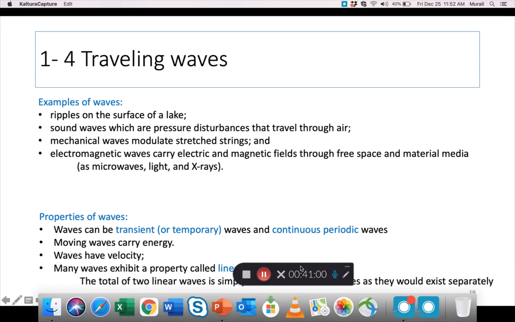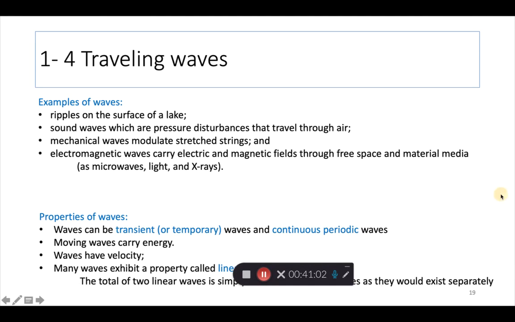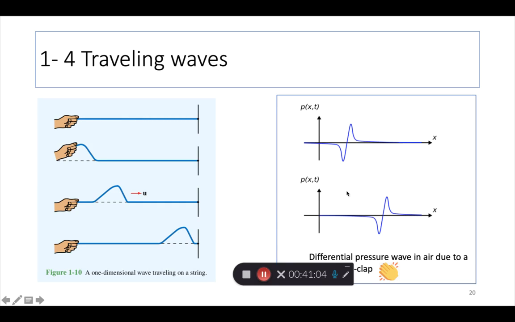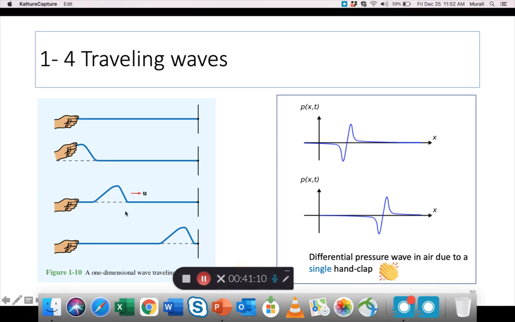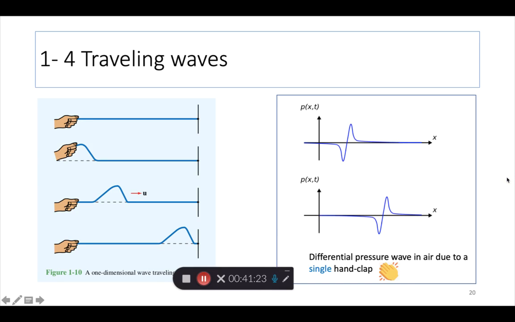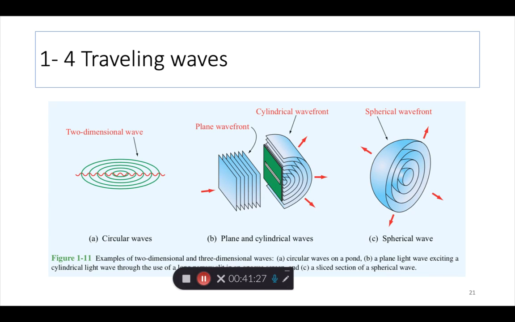Okay? So those are some of the properties. So here's some pictures to show you traveling waves. Here's when you just pull a string once, how it travels. Here's when you clap, how that pressure travels in air. I'm sure this is not new to you, so I hope I don't have to spend too much time.